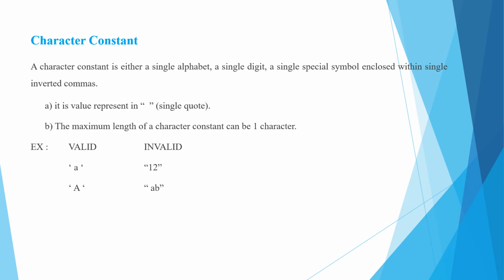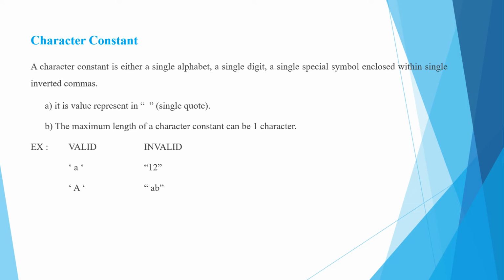Third is the character constant. So what is a character? A character is any single character, either an alphabet, a digit, or any special character. It is enclosed within single quotation marks.